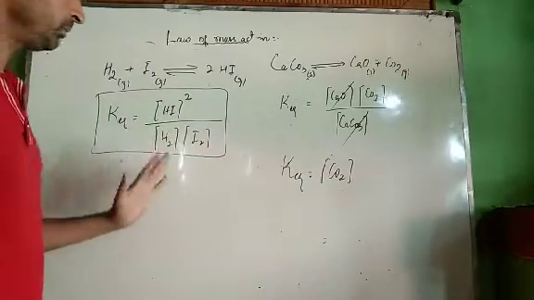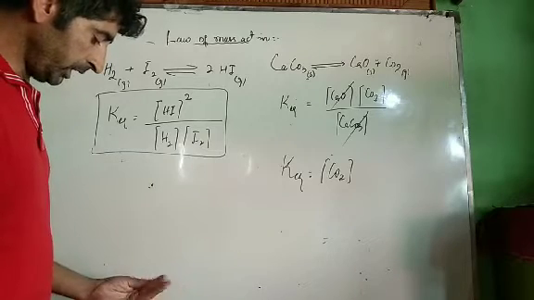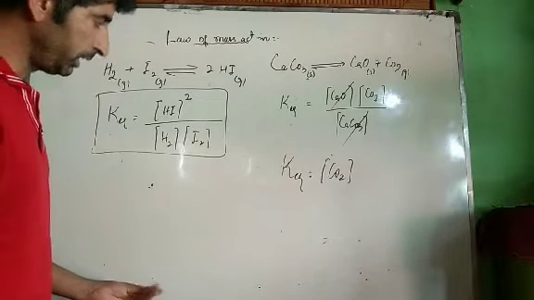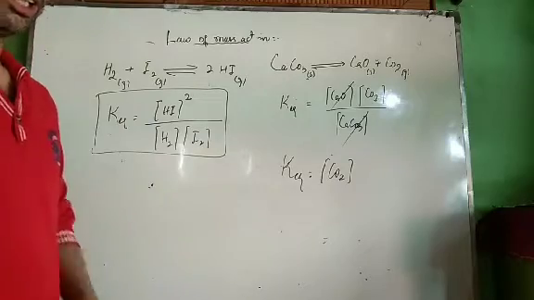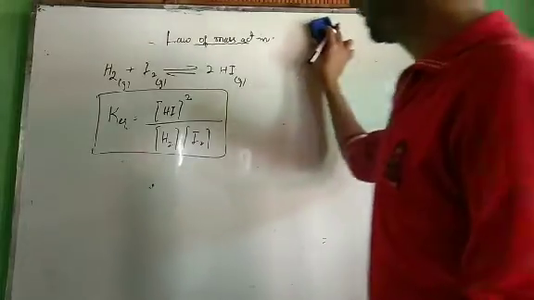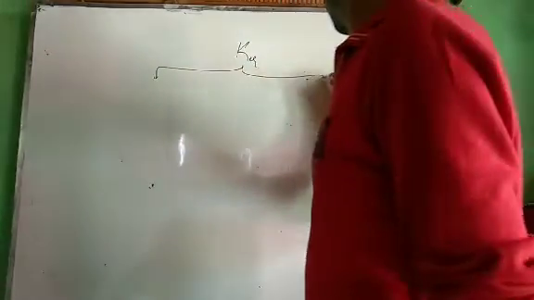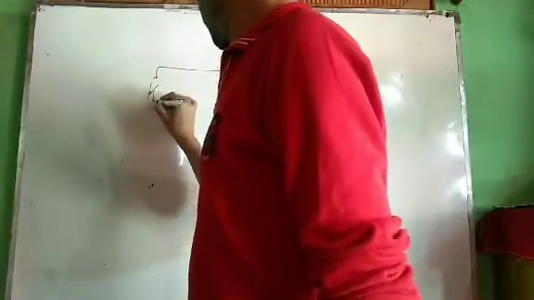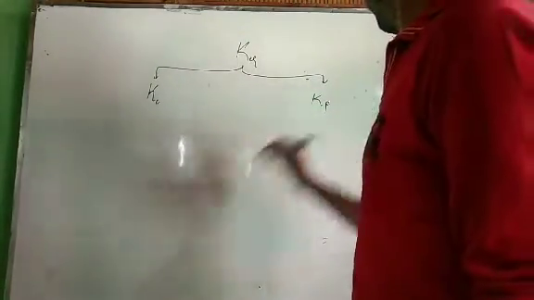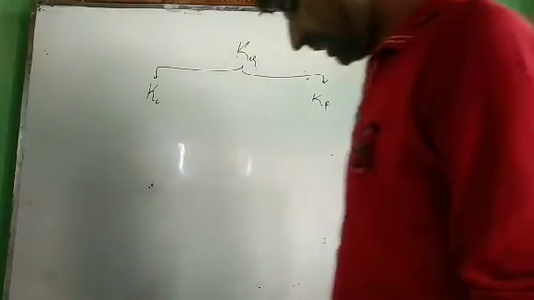Now you have to remember only one thing over here. The active mass of a pure solid and pure liquid is taken to be equal to unity, not of an aqueous solution, not of gaseous species. Now see, this equilibrium constant K equilibrium is of 2 types. One is called Kc and the other is called Kp. Now what are Kc and Kp? How can we derive a relationship between Kp and Kc?